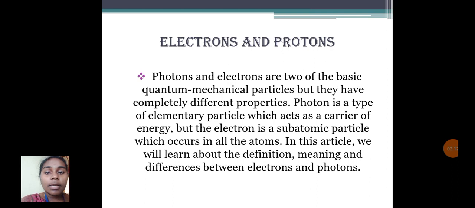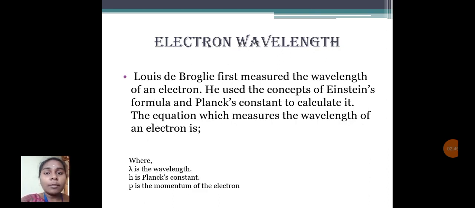So, electrons and protons. Protons and electrons are basic quantum mechanical particles, but they have completely different properties. A photon is an elementary particle which acts as a carrier of energy, but an electron is a subatomic particle found across all atoms. In this article we will learn the definition, meaning, and difference between electrons and photons.